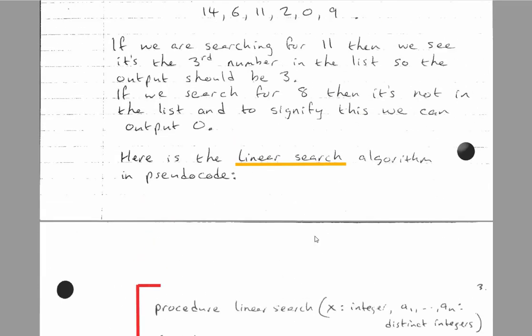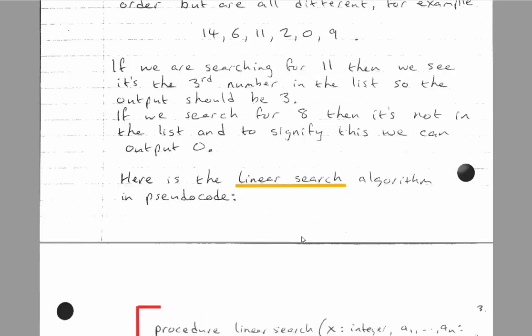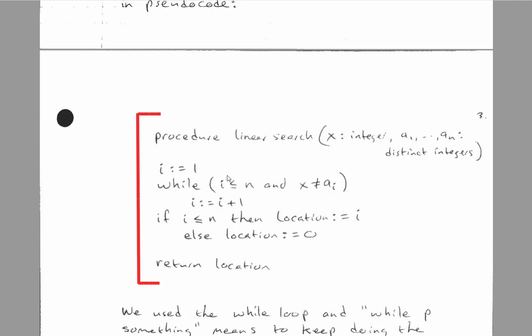Alright, so I hope that makes sense. So just searching. This procedure just steps through the list until it finds what it's looking for, or else gets to the end of the list and doesn't find the number.